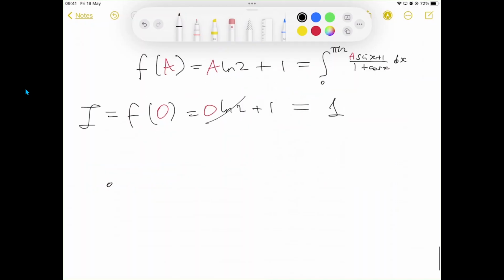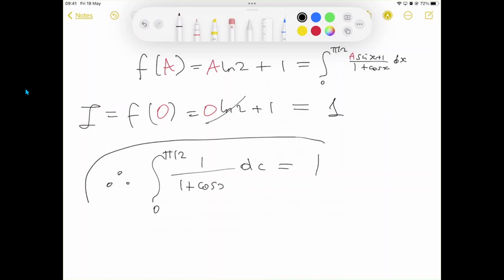So therefore, I've proven it to you 3 different ways. Well, not proven, I've shown it to you 3 different ways. How can you not believe that the integral of 1 over 1 plus cosine of x dx is then equal to 1?